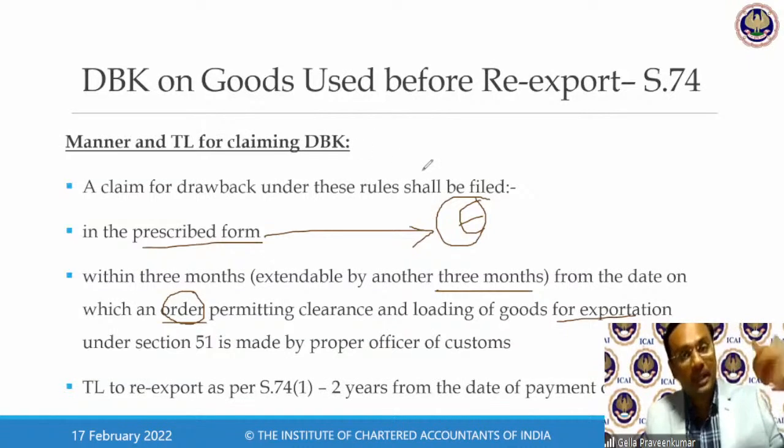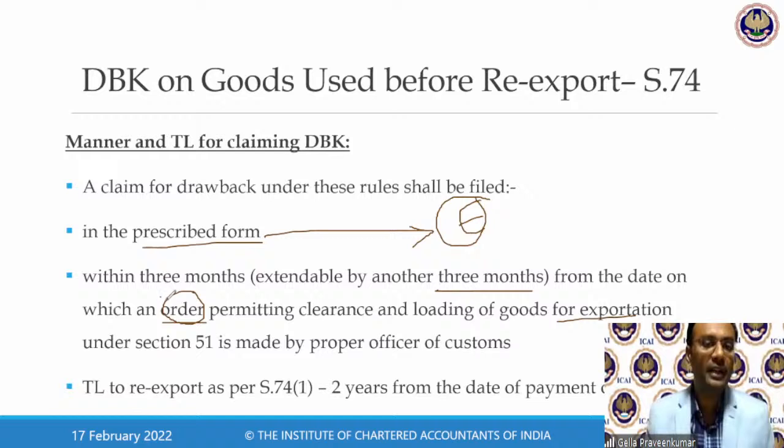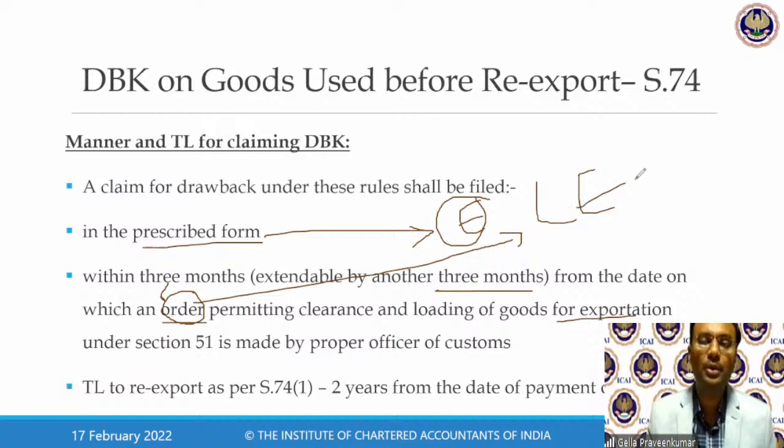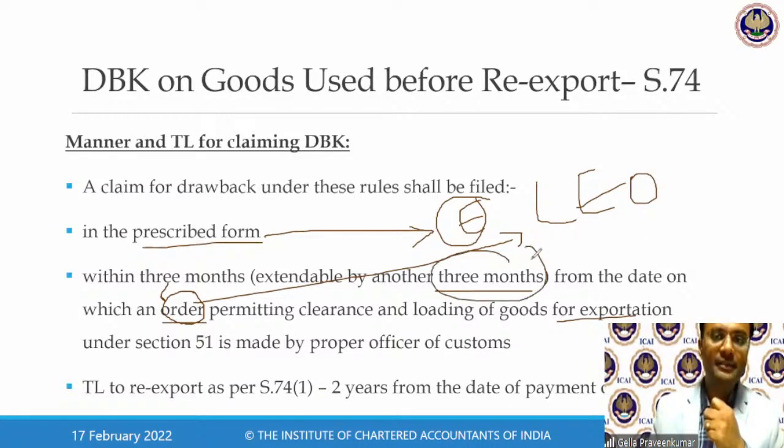Now, for me to file an application within 2 years, and once I get an order, LEO, when I refer to this order, please understand, students, it is LEO, Let Export Order. From the day the customs officer passed an order, within a span of 3 months, I have to file my application.